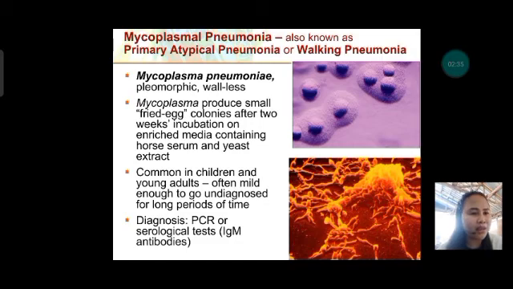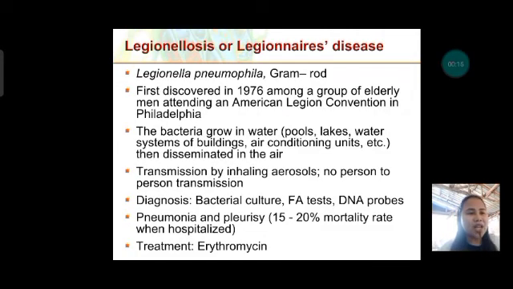for immunoglobulin M antibodies. So the next atypical pneumonia is legionellosis, or Legionnaires' disease. Legionella pneumophila is the pathogen of legionellosis. It is a gram-negative rod bacteria first discovered in 1976 among a group of elderly men attending an American Legion convention in Philadelphia. The bacteria grow in water, such as pools, lakes, water systems of buildings, air conditioning units, and so on, then are disseminated in the air.